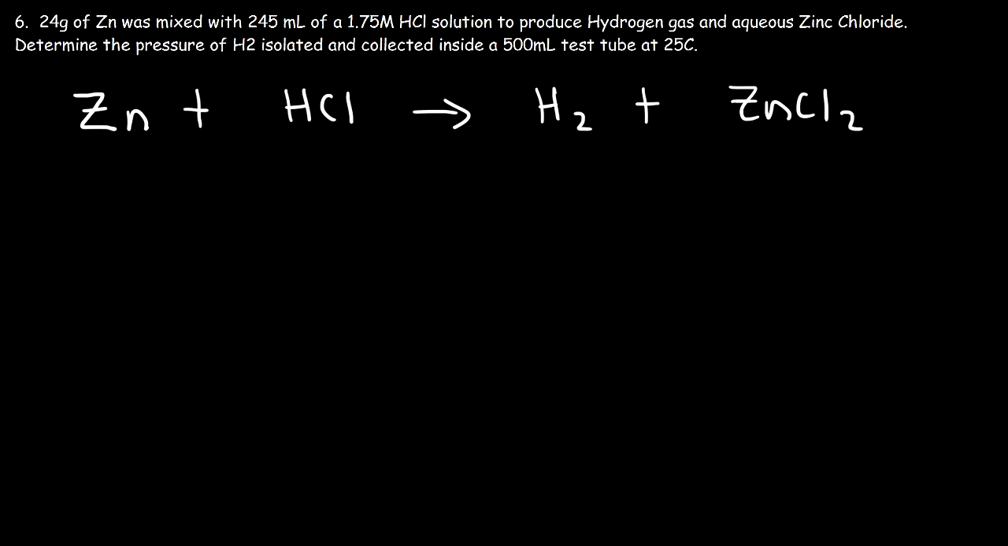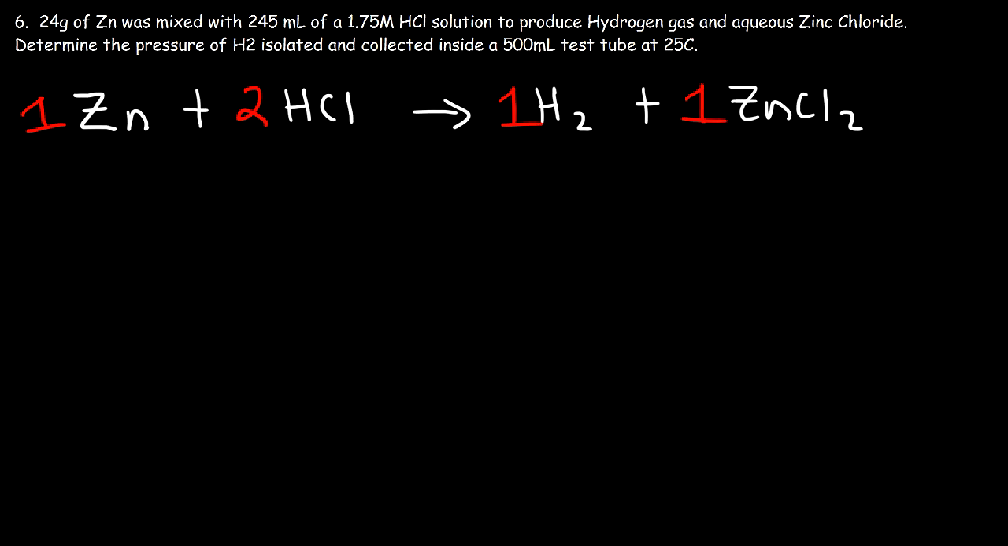As always, let's begin with a chemical reaction. So zinc reacts with hydrochloric acid to produce hydrogen gas and zinc chloride, which is ZnCl2. Now we need to balance the reaction. So we have 2 chlorine atoms on the right side. So we need a 2 in front of HCl. And so we need a 1, a 1, and a 1 here.